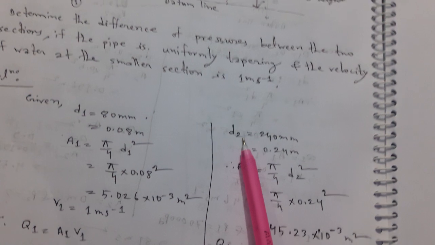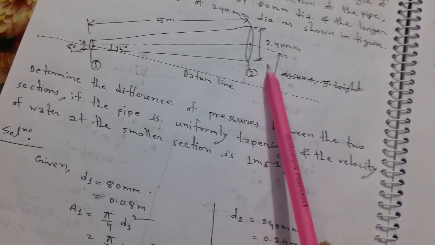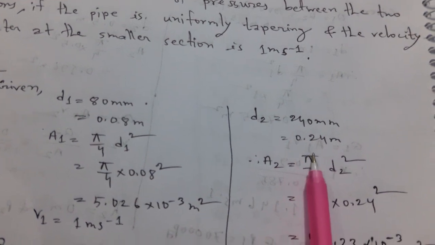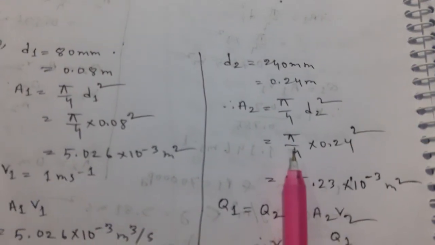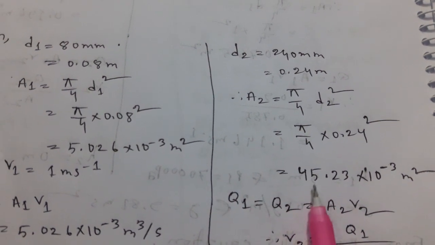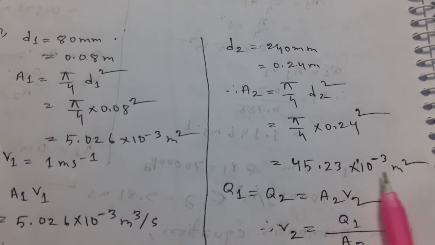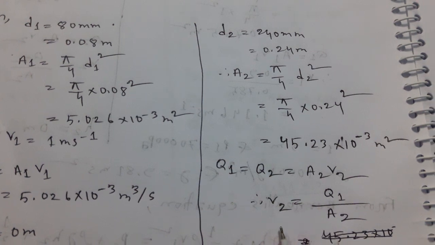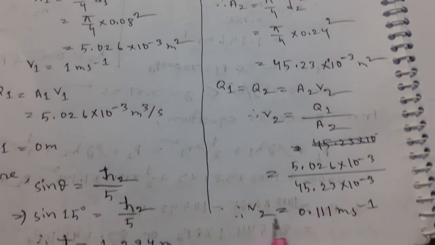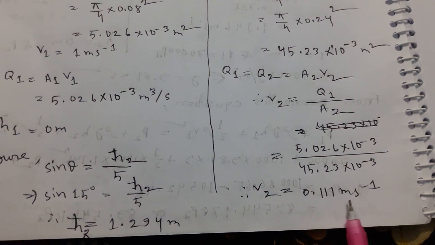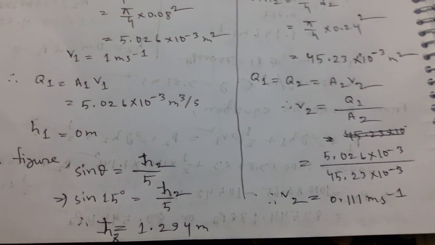Here d2 is given as 240 millimeter, or 0.24 meter. Here we can find A2 as 45.23 into 10 to the power minus 3 meter square. Then V2 we can find as Q1 by A2, so V2 is equal to 0.111 meter per second.